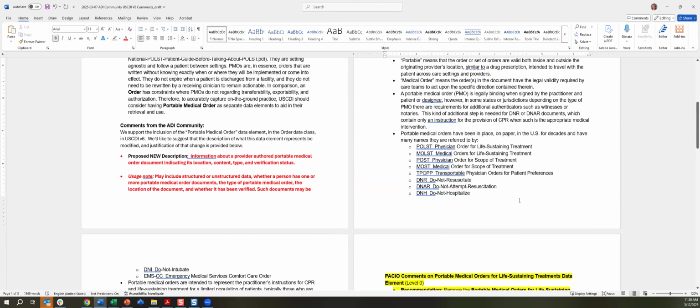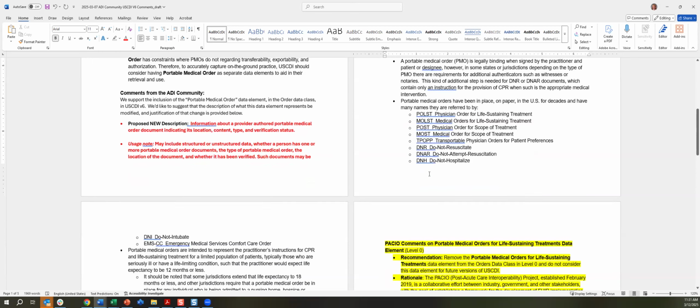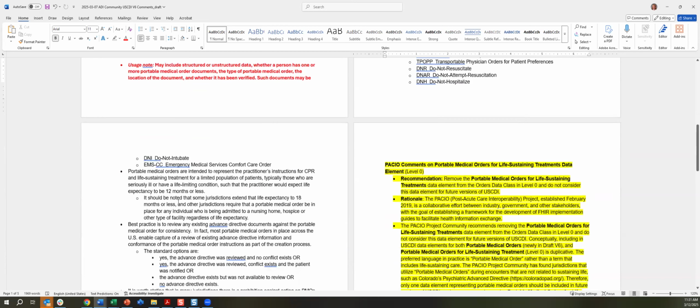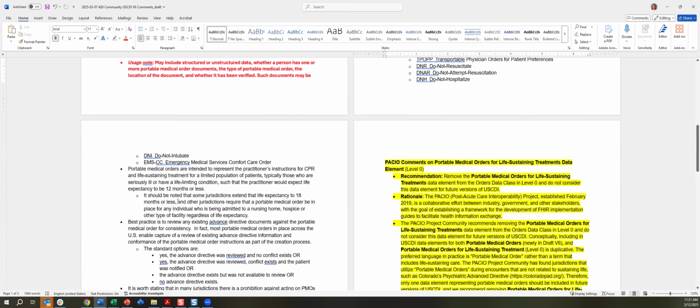Again, in an effort to educate, portable medical orders have been in place on paper in the US for decades and have many, many names. It could be a POLST, a MOLST, a POST, a MOST, a TPOPP, a DNR, a DNAR, a DNH, a DNI, an EMSCC. And so I laid out some of the more common names that we have uncovered in our environmental scan. Again, giving them background.